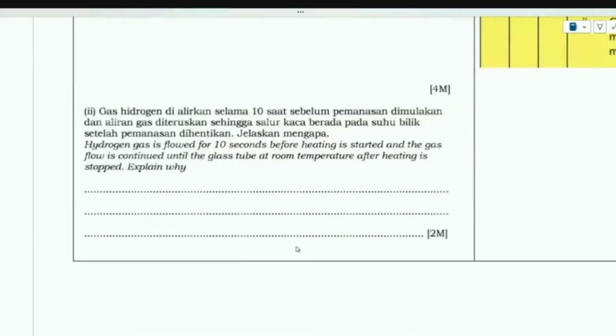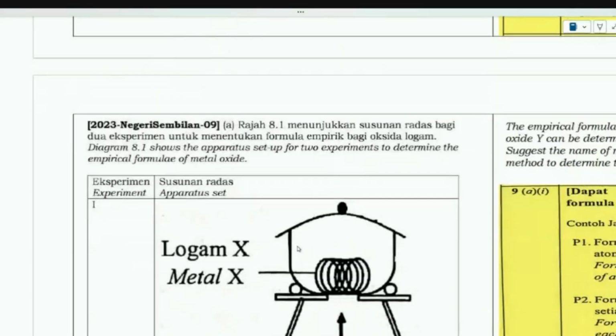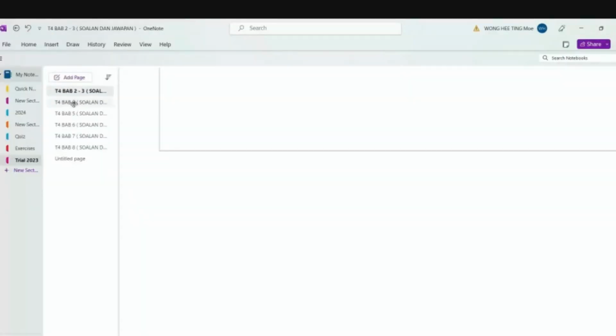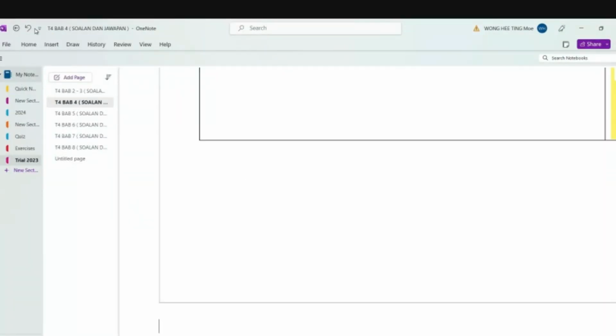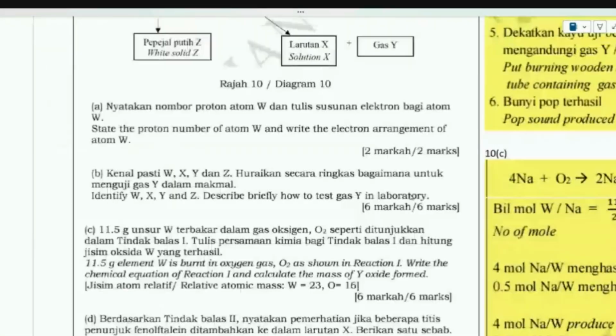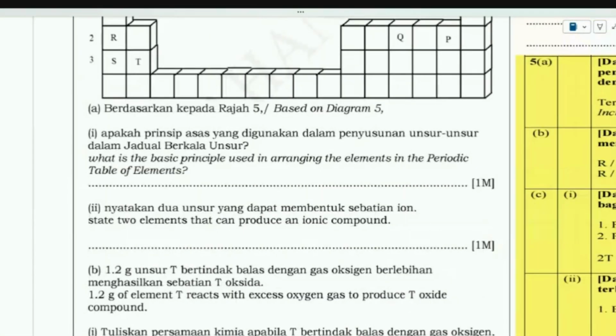Now we go to chapter 4. Chapter 4, a lot of the questions that I asked were already tested in the quiz. So make sure that you go through the quiz.